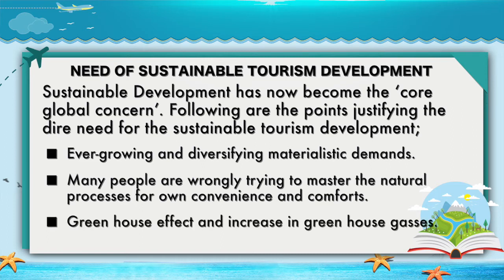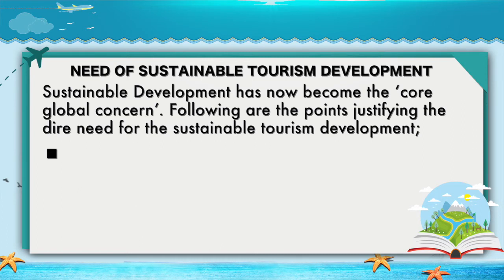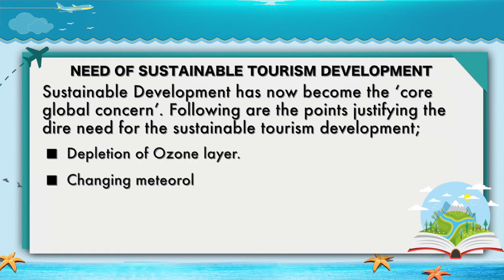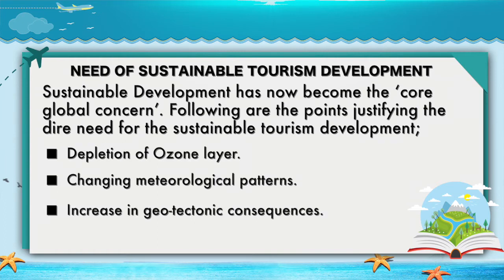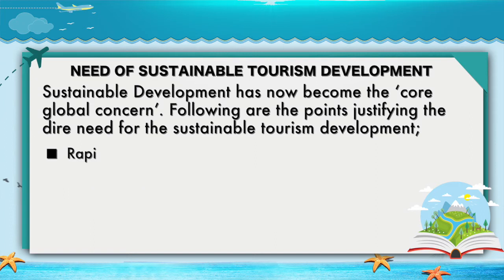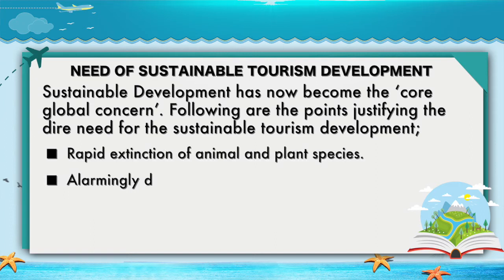Greenhouse effect, an increase in greenhouse gases, depletion of the ozone layer, changing meteorological patterns, increase in geotectonic consequences, rapid extinction of animal and plant species, alarmingly depleting natural resources. Consequently, sustainable development and sustainable resource use have taken center stage in all kinds of planning.